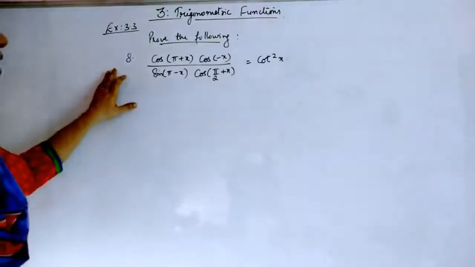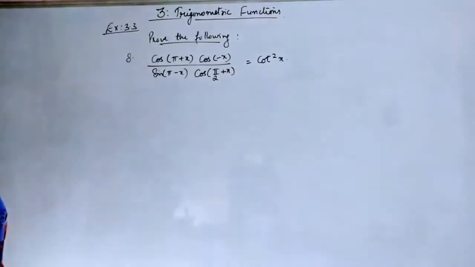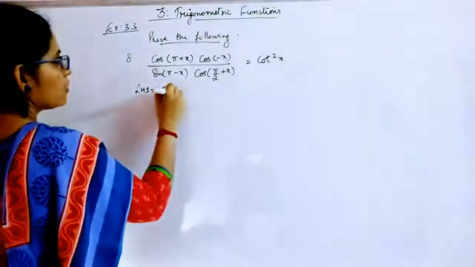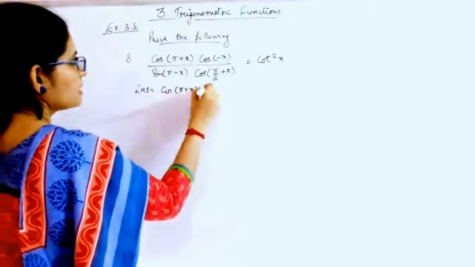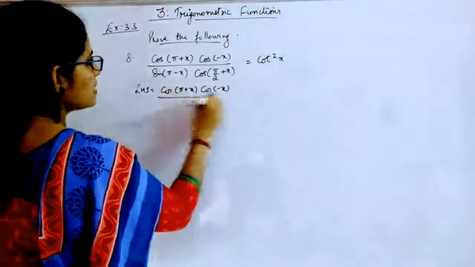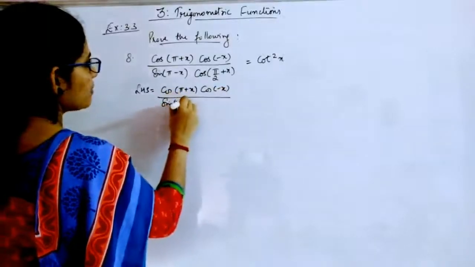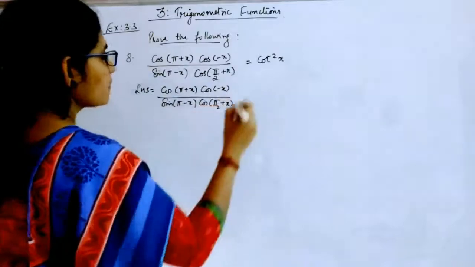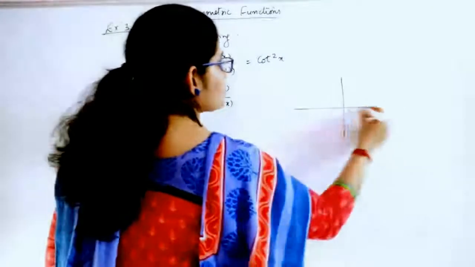Next is question number 8, which is cos of (pi plus x) into cos of (minus x) divided by sin of (pi minus x) into cos of (pi by 2 plus x), and you have to prove that it is equal to cot square x. For this, from the left hand side, cos of (pi plus x), cos of (minus x) divided by sin of (pi minus x), cos of (pi by 2 plus x). Now for these things we will just go for the quadrants.